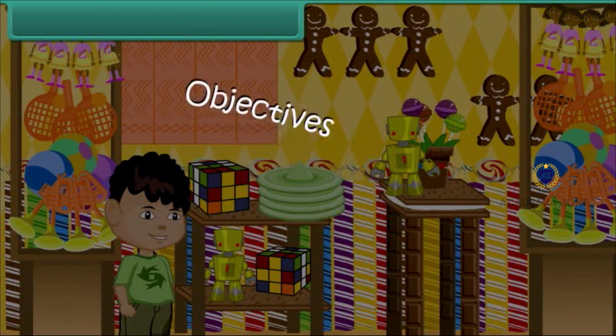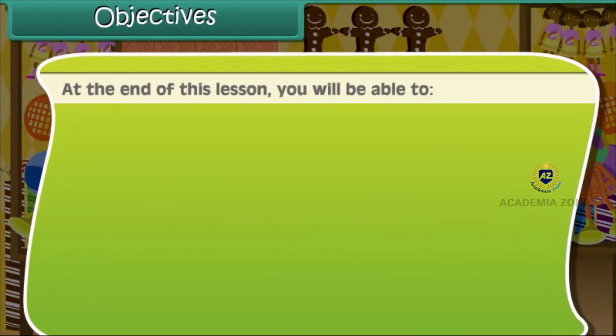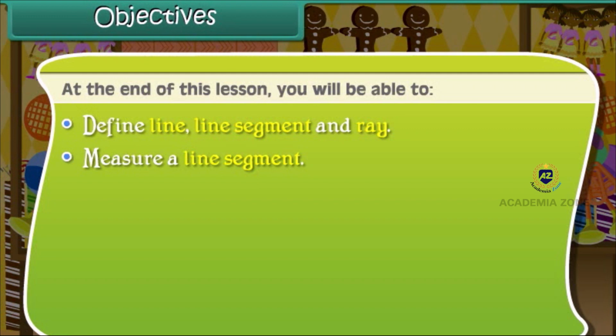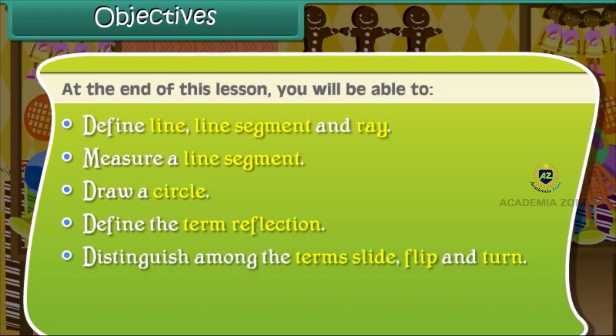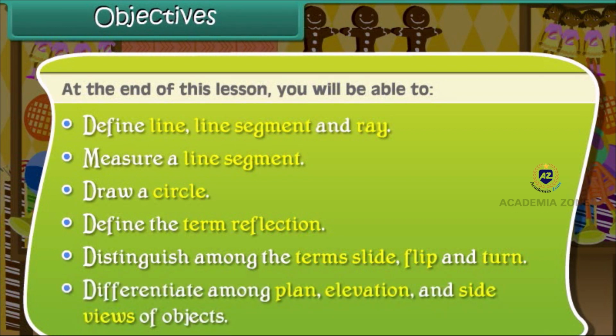Objectives. At the end of this lesson, you'll be able to define line, line segment and ray. Measure a line segment. Draw a circle. Define the term reflection. Distinguish among the terms slide, flip and turn. And differentiate among plan, elevation and side views of objects.